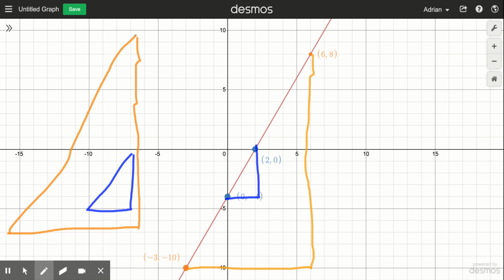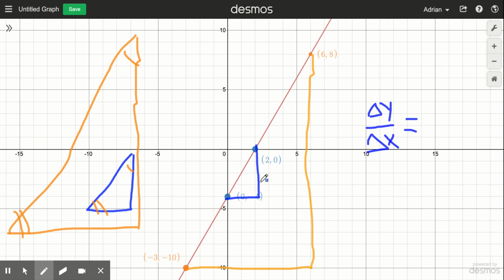And so like I mentioned before, the criteria for similar triangles are they have the same interior angles, and their lengths are ratios of one another. So in order to prove that second point, ratios, we need to find the change in y over the change in x for both of my triangles.